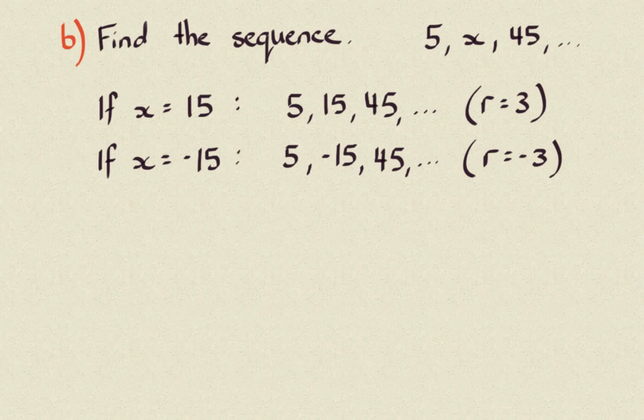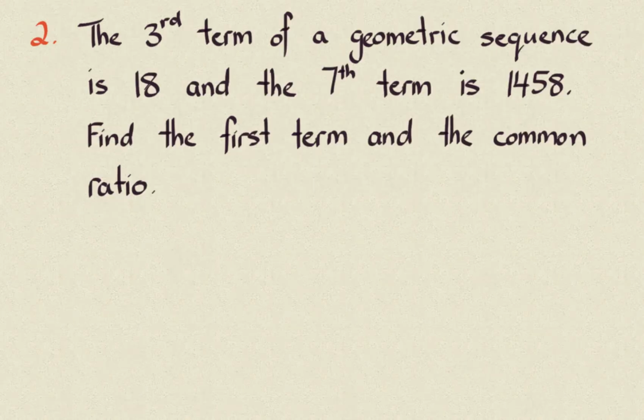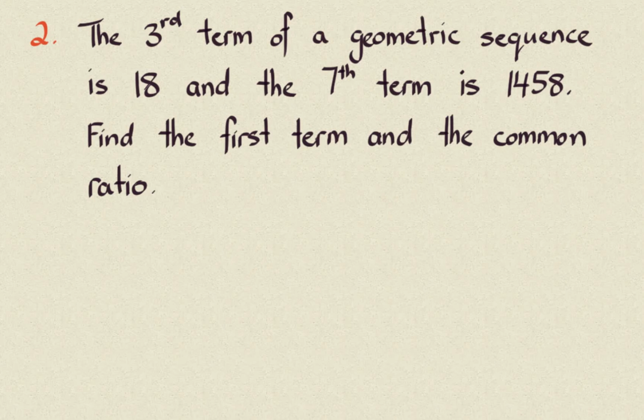Okay, on to example 2. The third term of a geometric sequence is 18, and the seventh term is 1458. We need to find the first term and the common ratio. So let's start with the first bit of information that we're given, and that is concerning the third term, or T3, which is equal to 18.